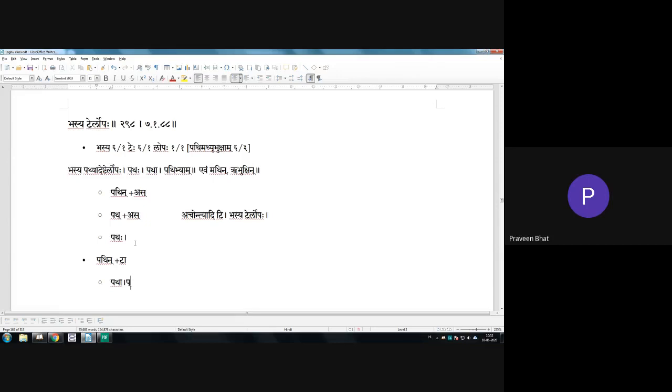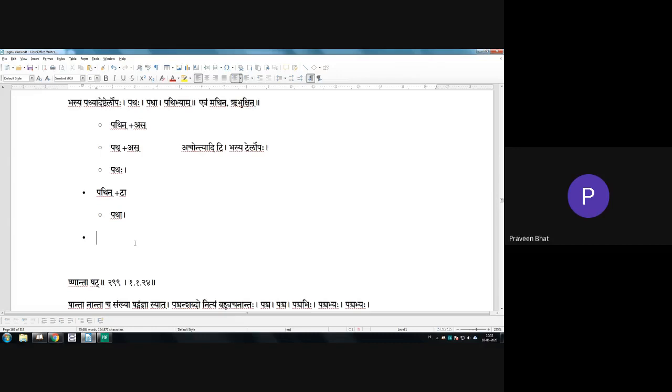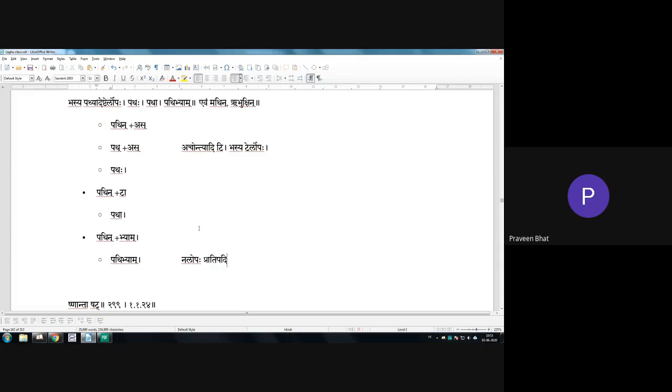What will happen with Bhyam? Bhyam is not ajadi, so it will be Padam. So Padasandhi will happen. So Pathin plus Bhyam. What is the Padasandhi here? Nakara lopa will happen, you will get Patibhyam by Nalopa Pratipadikantasya.